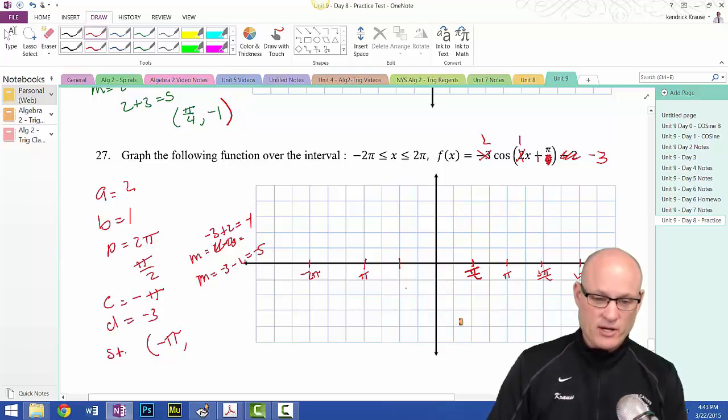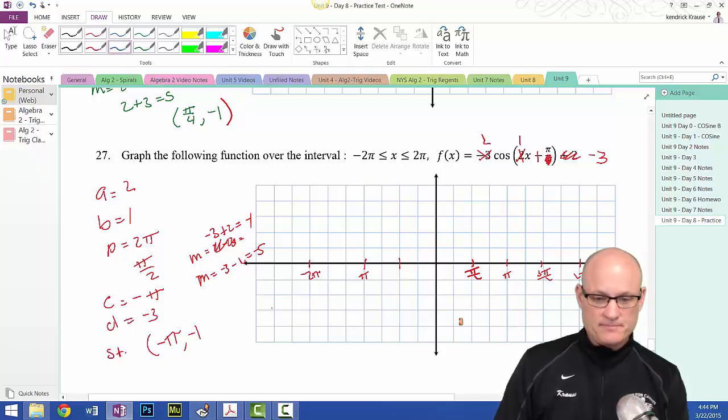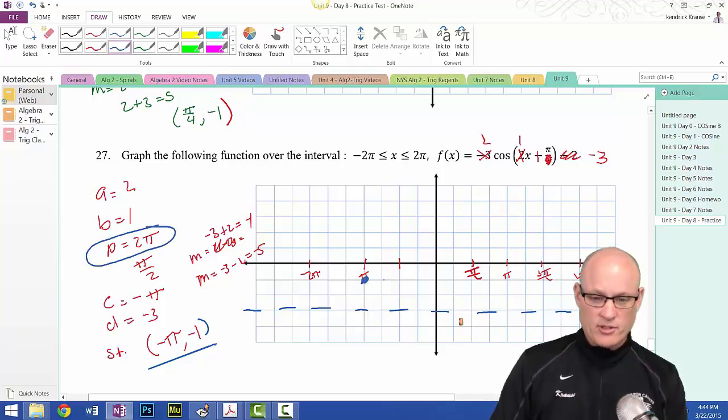This pen is driving me crazy. So because it's a positive 2, I'm going to start at a maximum. Maximum is negative 1. So let me get my midline in. My midline is at negative 3. Here's my midline. And I'm going to start at this point right here. Negative pi, negative 1, right there. Now, every 2 pi is a maximum. So this is 1 pi, here's 2 pi. There's 2 pi away. In between those will be a minimum.